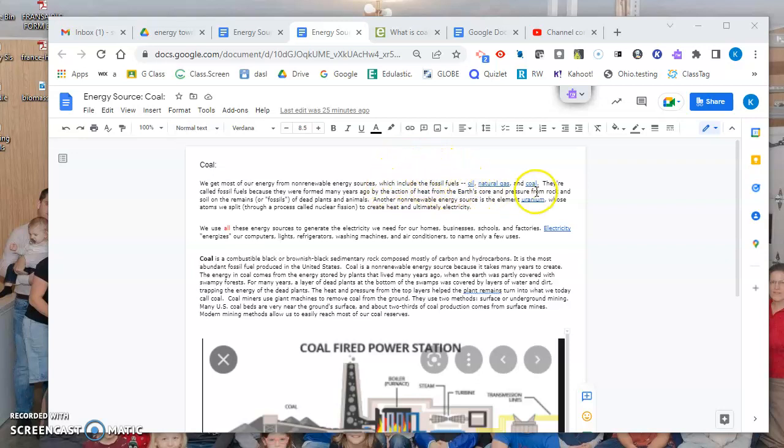Here are some examples. Fossil fuels just mean that the fuel source comes from a fossil, which is the remains of a once living plant or animal. Down here in this paragraph, you can read on your own the details about how that actually happens, where the plant or animal was living, died and was buried, and then the process of how it actually becomes fuel.